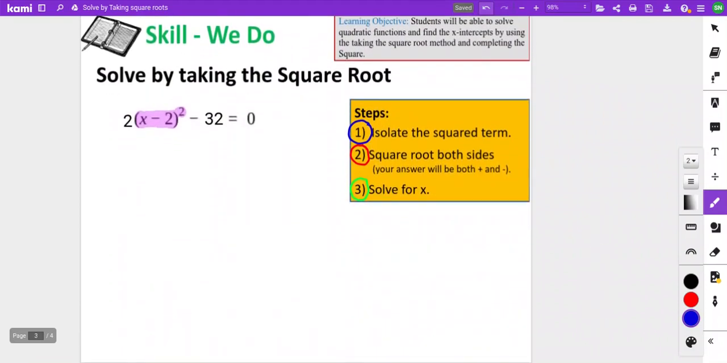There are three steps in using this method. Step number one, isolate the square term. Number two, square root both sides. This yields a positive and a negative answer. And the last step is to solve for x.